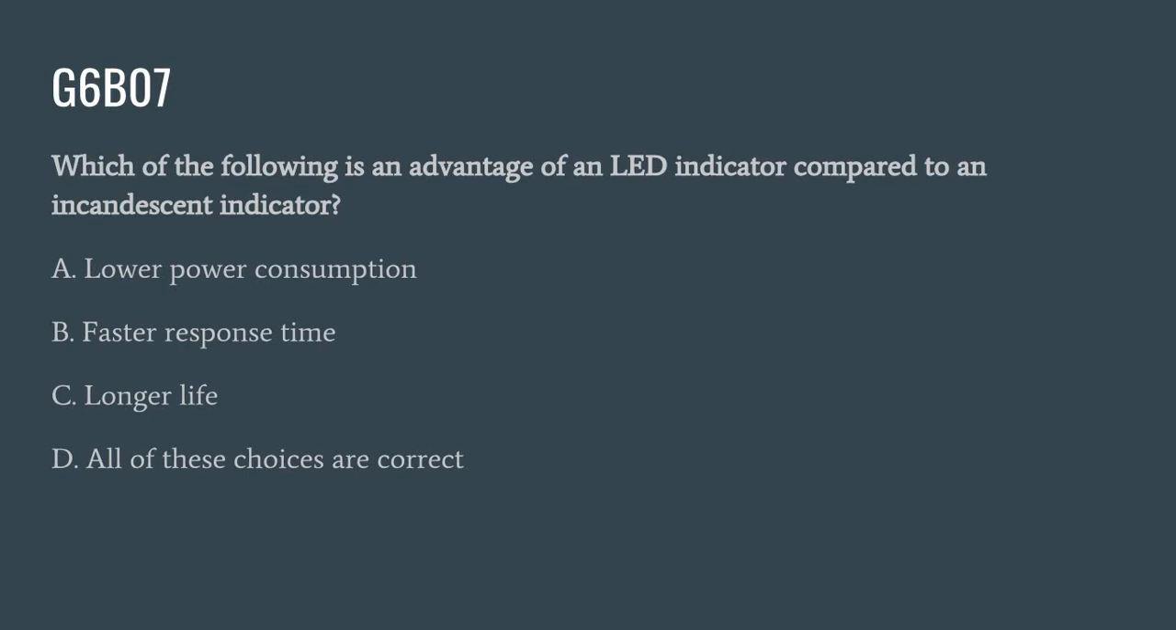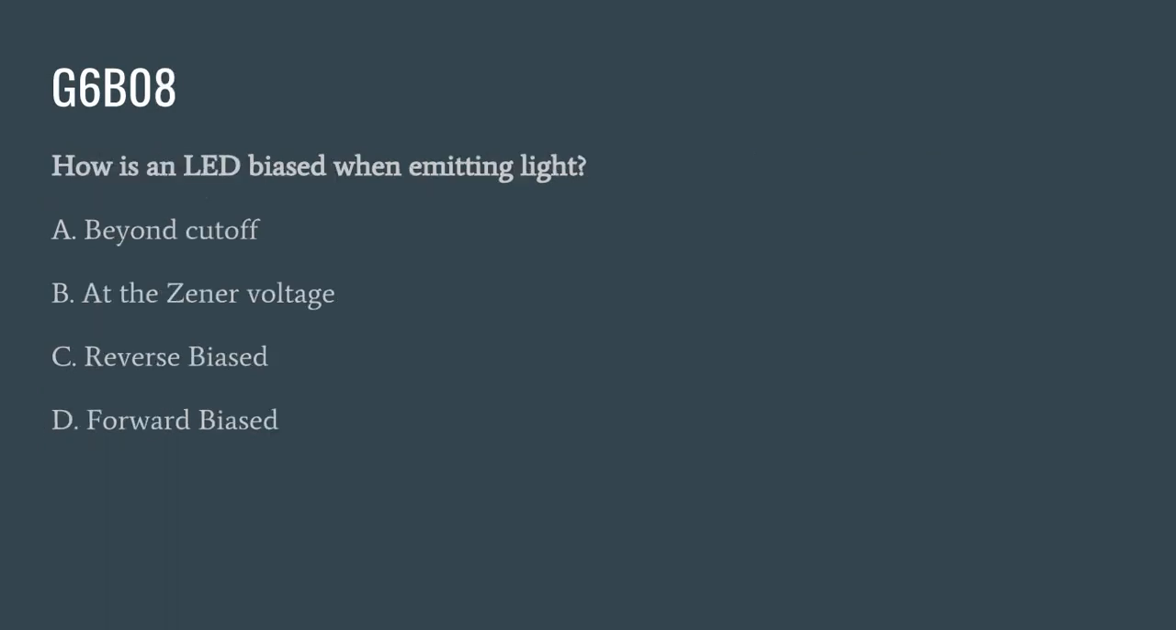G6B07, which of the following is an advantage of an LED indicator compared to an incandescent indicator? A, low power consumption, B, faster response times, C, longer life, or D, all of these choices are correct. And the correct answer is D, all of these choices are correct.